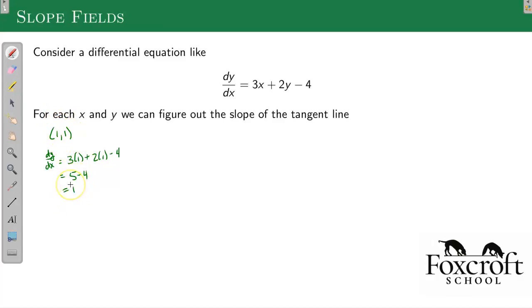That's going to help me figure out the shape of my original function by thinking about what all these tangent lines look like. I can do this for every single point. At (1, 1), the tangent line would have slope 1, which is a line that looks like that, a perfect diagonal line. When I put all these points together, I'm going to get something that looks like this.